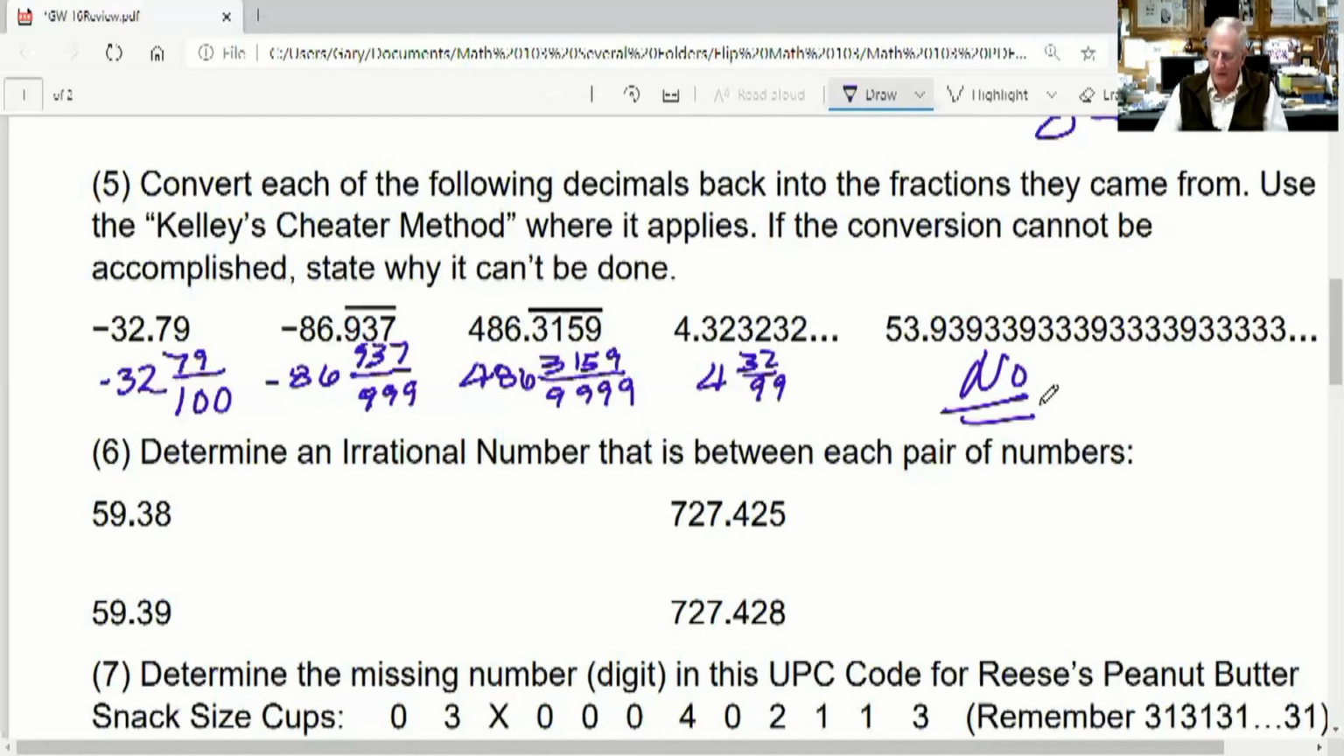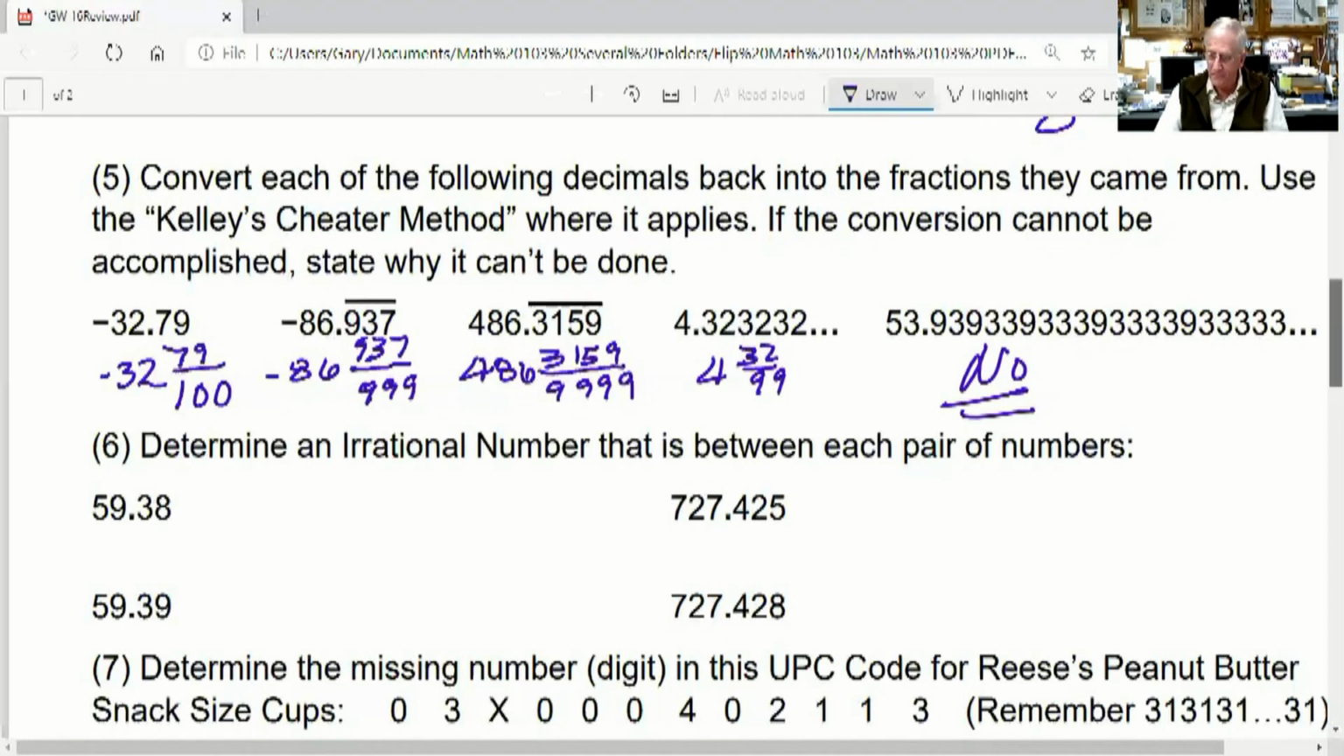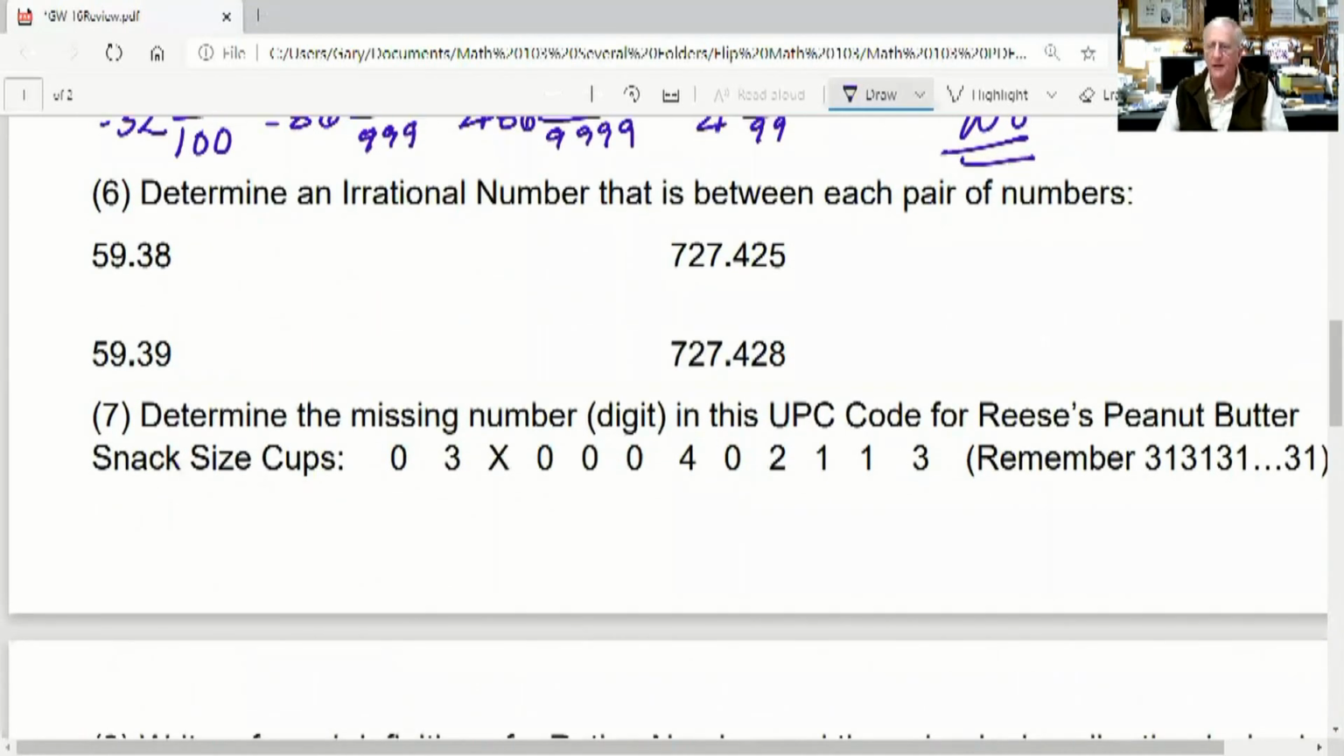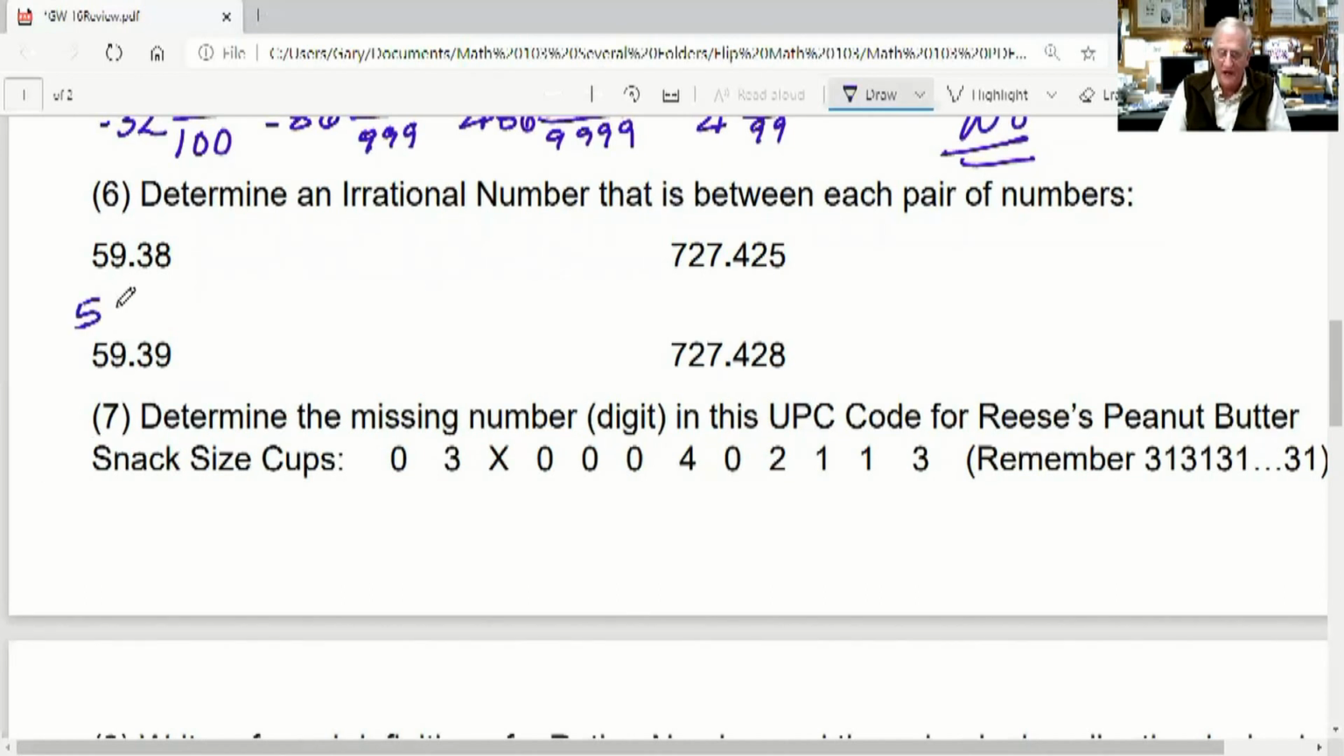Okay, let's go to problem number 6. Determine an irrational number that is between each pair of numbers. All right, so let's take a look at 59.38 and 59.39. If you take a calculator and add those two numbers together and divide by 2, I suggest you do that right now. When you do that, you should find out that your answer would simply come out to 59.385.